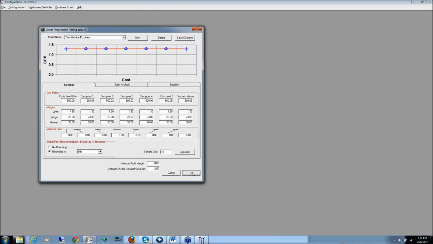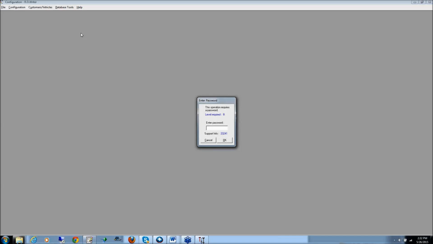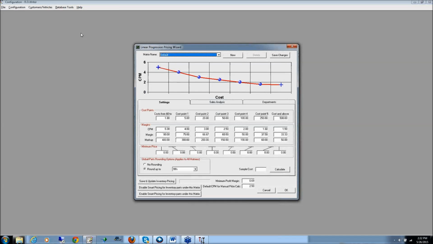That means I'm going to close out of here. I'm going to go back over to configuration, parts, and then down to default inventory pricing. What you'll notice is this window is almost exactly the same, with the exception of, in the lower left-hand corner, there are buttons that say Save and Update Inventory Pricing, Disable Smart Pricing, and Enable Smart Pricing for inventory parts under this matrix.